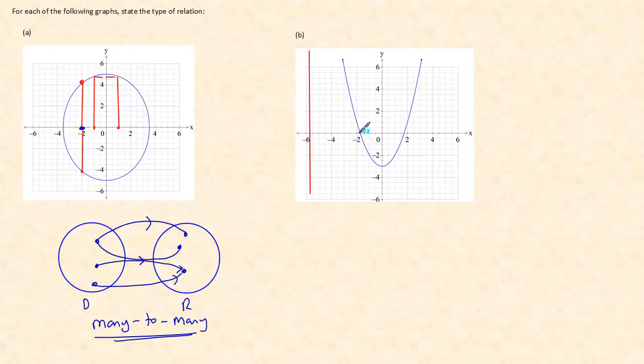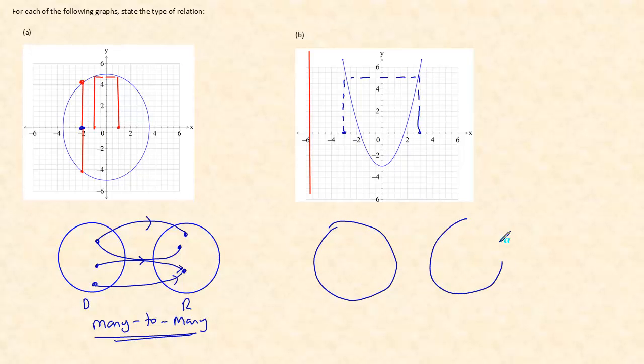So what we have in addition to that is we have two values of x that are giving the same value of y. So there's no value of x that's going to give more than 1 over here, but we do have two values over here that would give one single value over here. So that's many to 1.